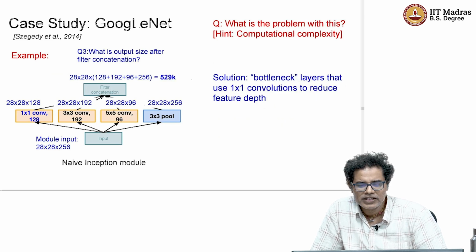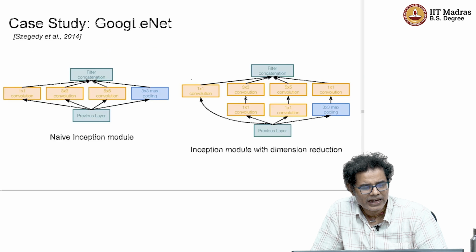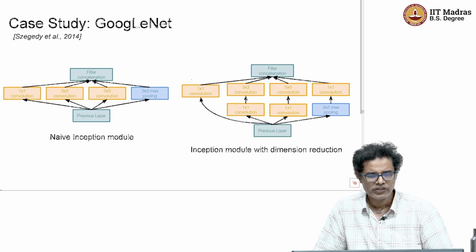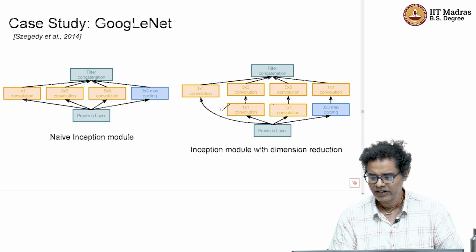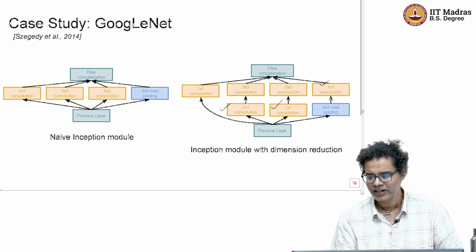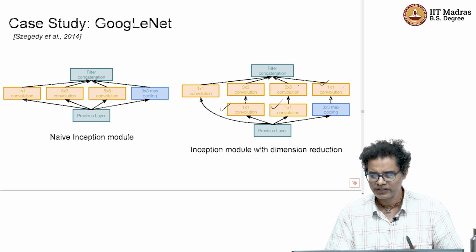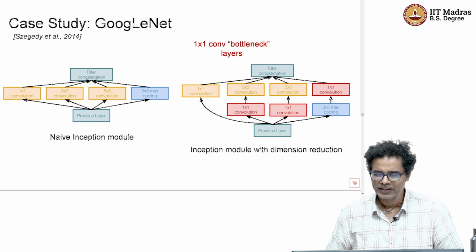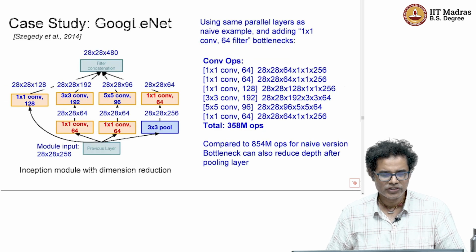So the solution is to use this bottleneck layer, or 1 cross 1 convolution, to reduce feature depth, which will reduce computation. And how it is done is you introduce these 1 cross 1 convolutions just before the 3 cross 3 convolution, before the 5 cross 5, and after pooling you introduce this. And with this, it will actually reduce the number of computations.